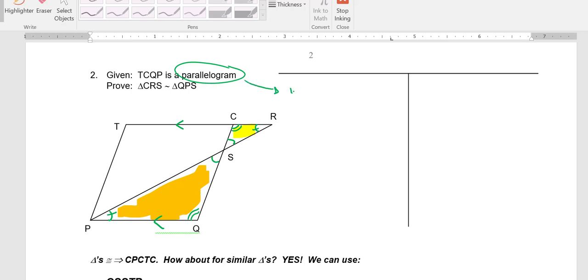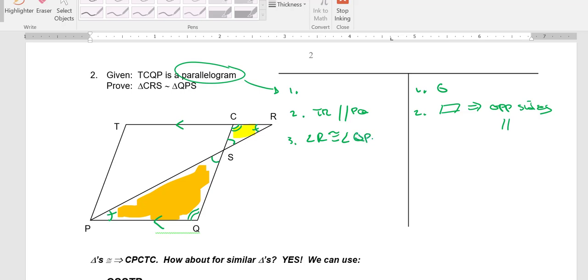So step 1, parallelogram. Step 2, I can say that TR is parallel to PQ. If you have a parallelogram, then opposite sides are parallel. Step 3, let's go with angle R is congruent to angle QPR because they're alternate interior angles.